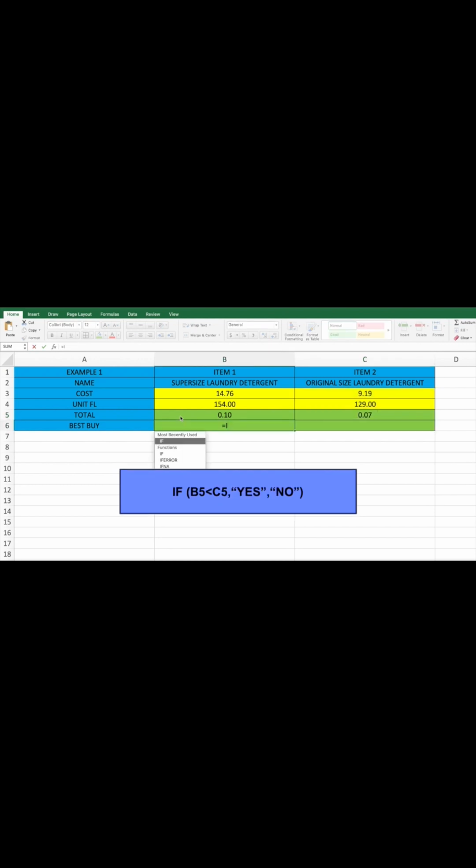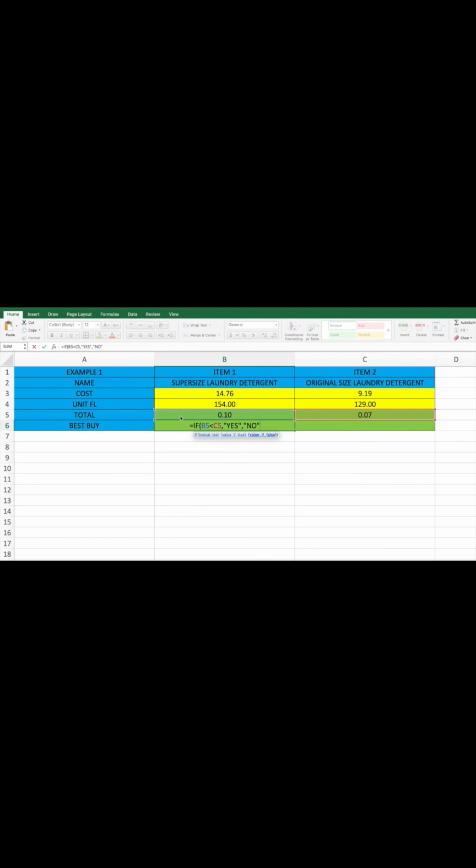Now, in cell B6, we enter the displayed Excel if statement formula, which calculates if B5 is less than C5. The first argument, yes, will be chosen, but if B5 is greater than or equal to C5, the second argument, no, will be chosen. But because B5, which is 0.1, is greater than C5, which is 0.07, the formula chose the second argument, which is no.